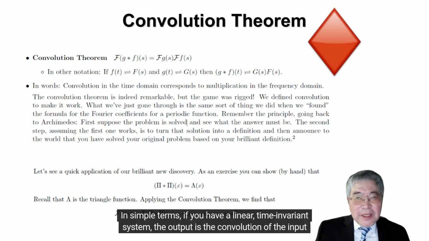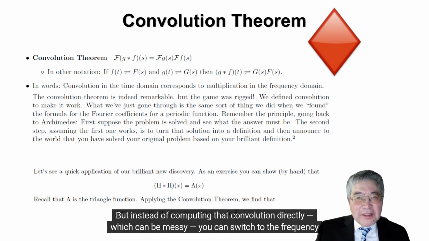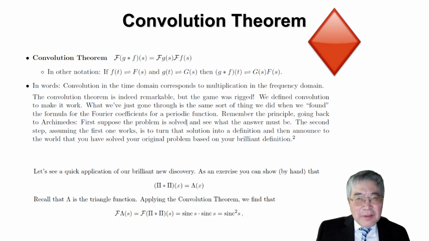In simple terms, if you have a linear time-invariant system, the output is the convolution of the input signal with the system's impulse response. But instead of computing that convolution directly, which can be messy, you can switch to the frequency domain where it becomes much easier.